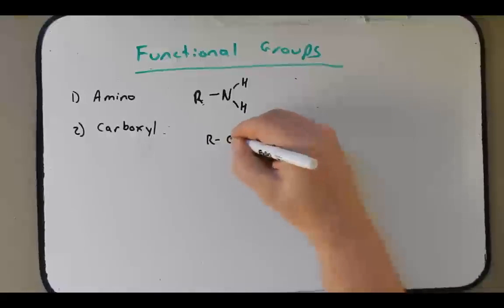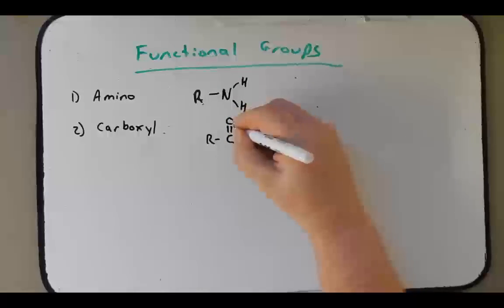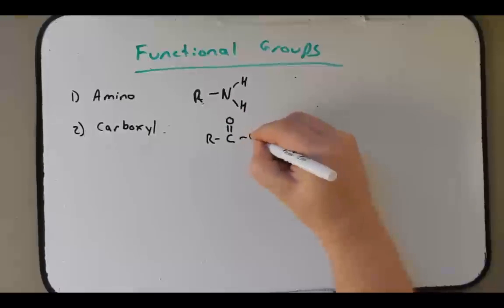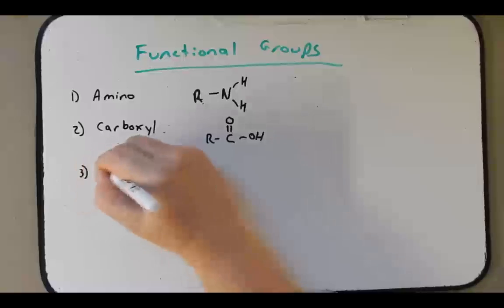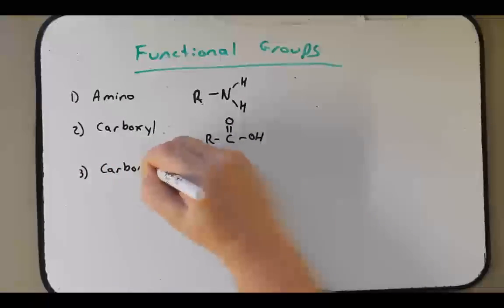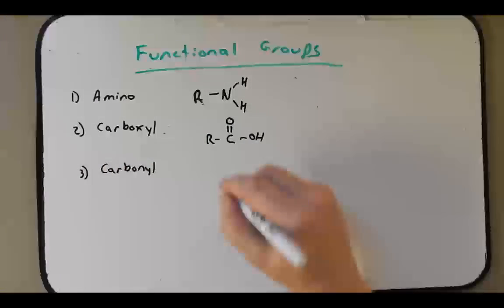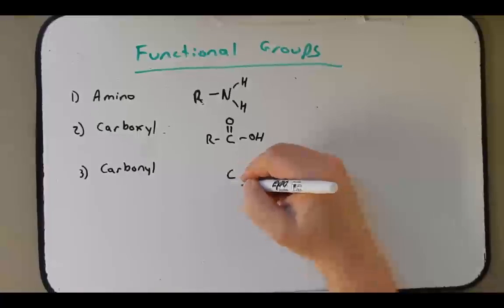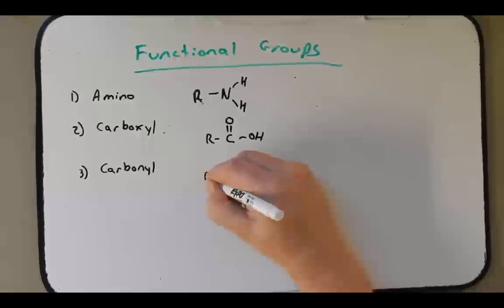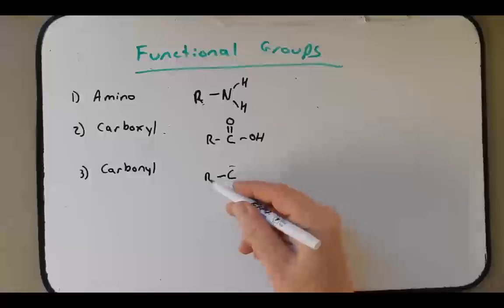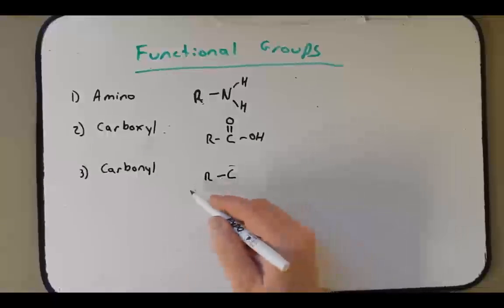Then it has a carbon, a double bond with an oxygen, and then an OH. The next one, carbonyl. It's easy to get these two mixed up because they're spelled very similarly and they look similarly. We can draw a carbonyl like so, with the carbon in the middle and the rest of the side chain coming off the side here.